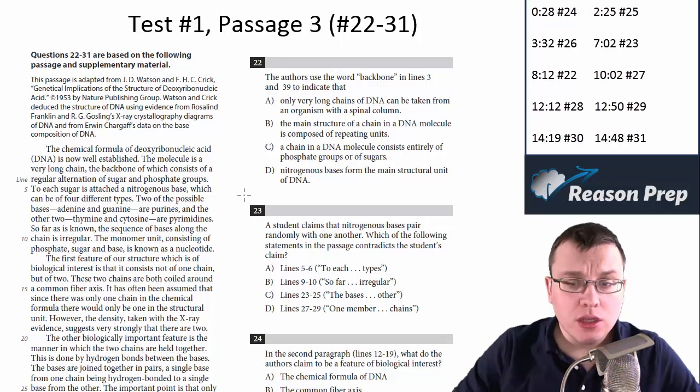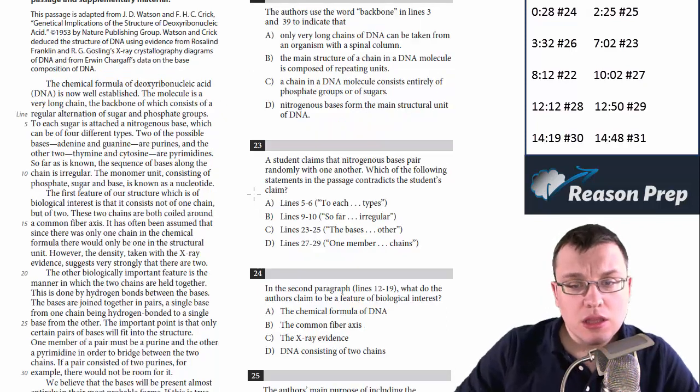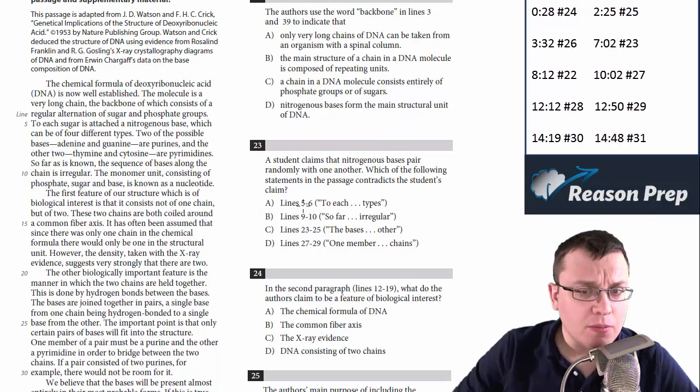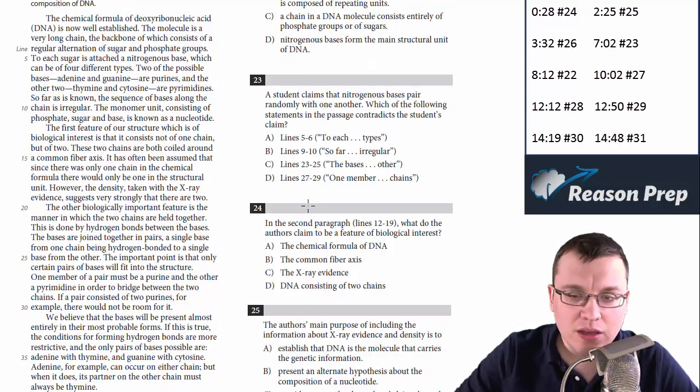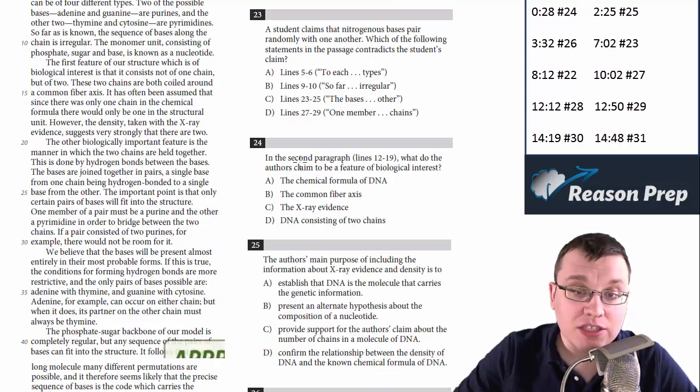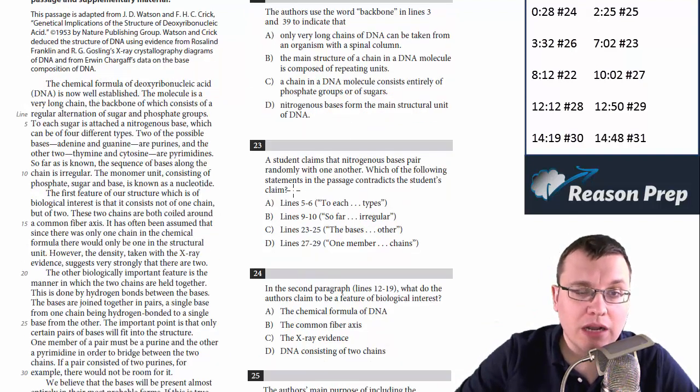This question looks to be somewhat specific, but we need to find which sentence contradicts the claim made in the question. So we're going to skip this until we get later in the passage. But 24 we can do, right? In the second paragraph, lines 12 to 19, what do the authors claim to be a feature of biological interest?